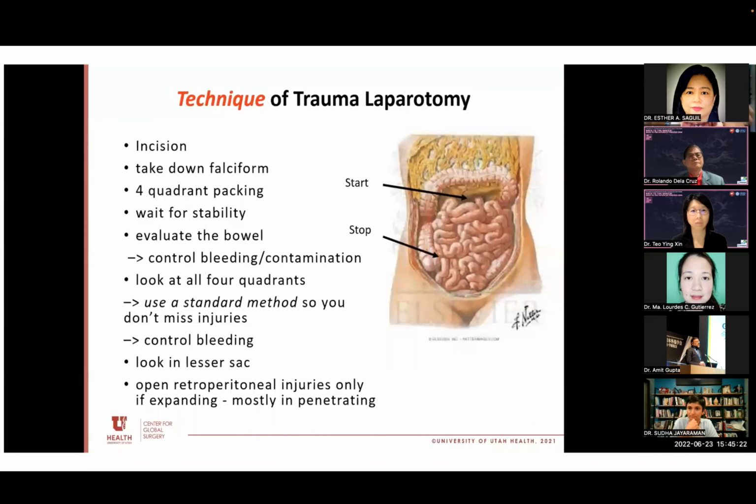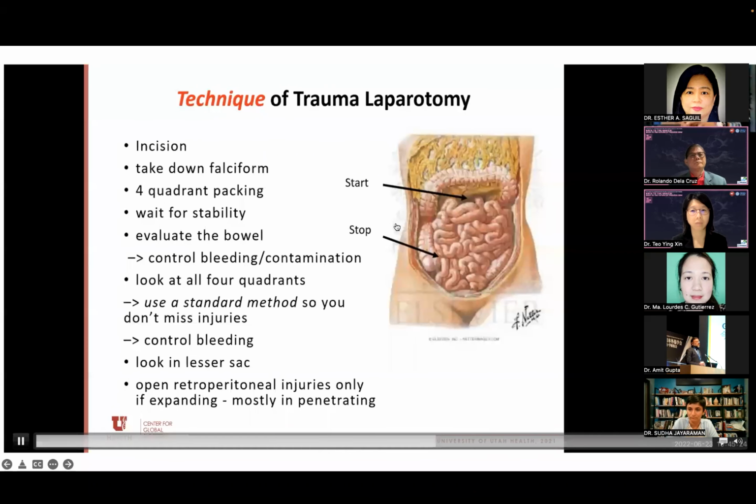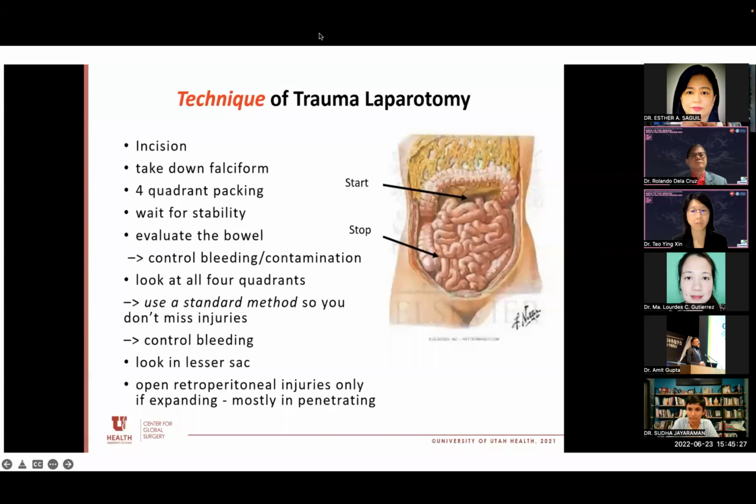Typically, looking at retroperitoneal injuries along zone 2 laterally, these only need to be explored if they're expanding, which typically is more common in penetrating injuries.